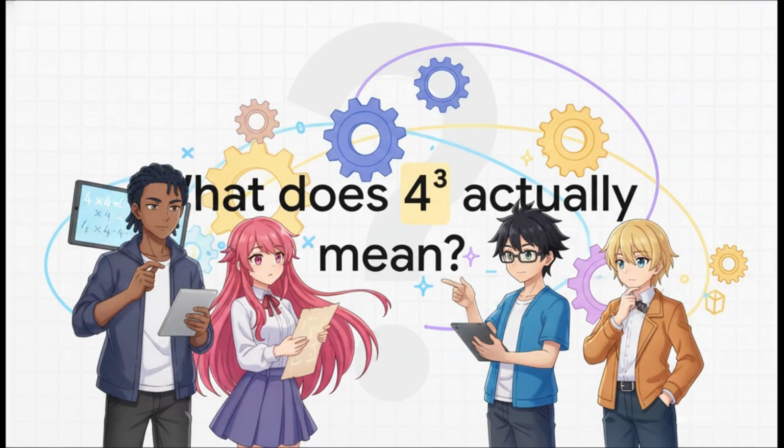So let's just jump right in with a classic example. 4 with a little 3 next to it. We say 4 cubed, or 4 to the third power. Now your first guess might be, oh, that's just 4 times 3. But nope, that's not it. This is actually a super compact code for something way more interesting. And to really get it, we need to take a quick step back to the basics of multiplication.